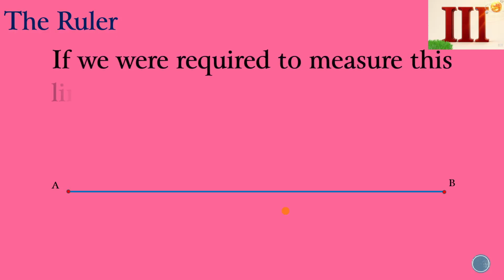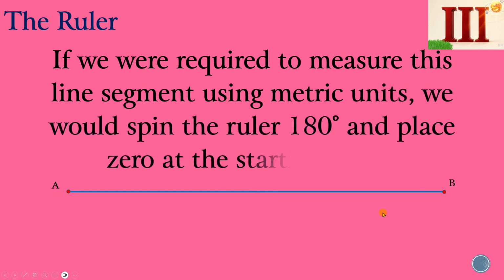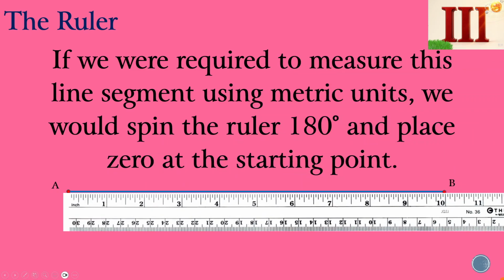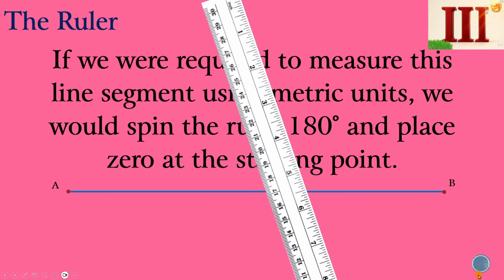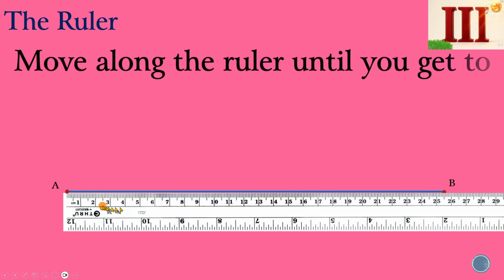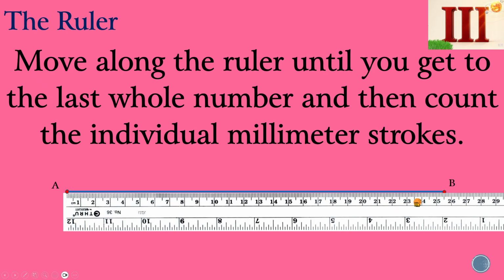Now, if we were asked to measure this line segment using metric units, then we would have to make sure that we spin it so that we are on the metric side. So we come in, and you make sure that the reading is on centimeters now. Okay? And you move along the ruler until you get to the last whole number before you get to the point. Because as you can see, this point is going to be between 25 and 26.